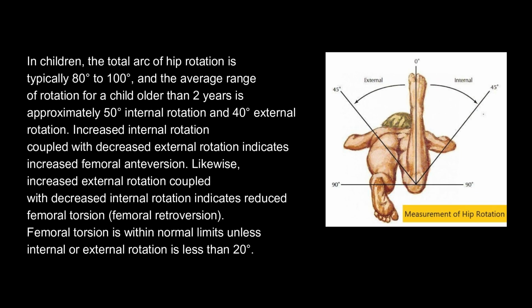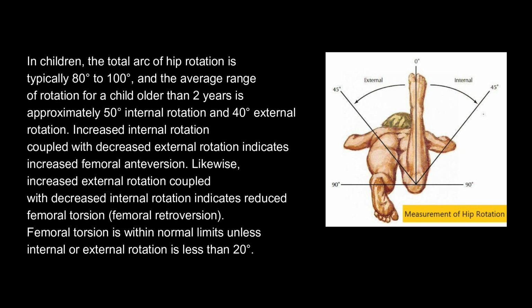In children, the total arc of hip rotation is typically 80 degrees to 100 degrees, and the average range of rotation for a child older than 2 years is approximately 50 degrees internal rotation and 40 degrees external rotation. Increased internal rotation coupled with decreased external rotation indicates increased femoral anteversion. Likewise, increased external rotation coupled with decreased internal rotation indicates reduced femoral torsion, femoral retroversion.